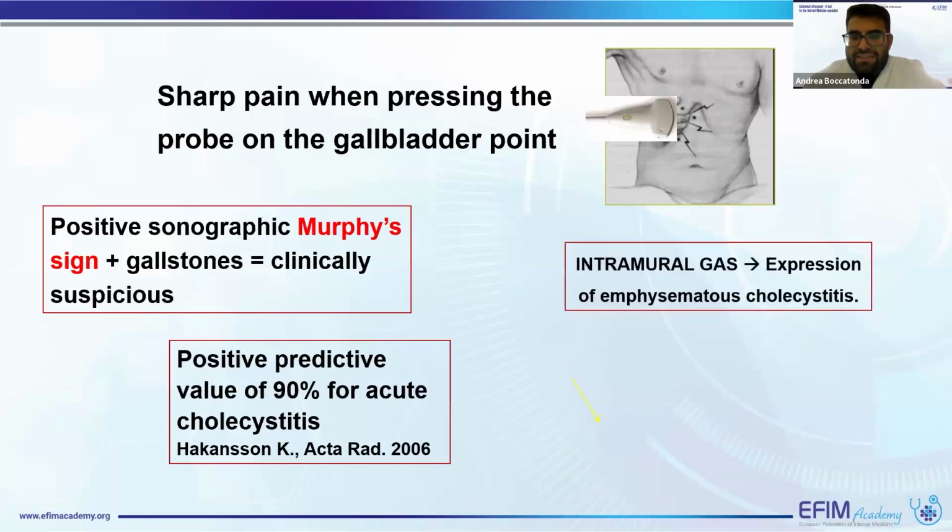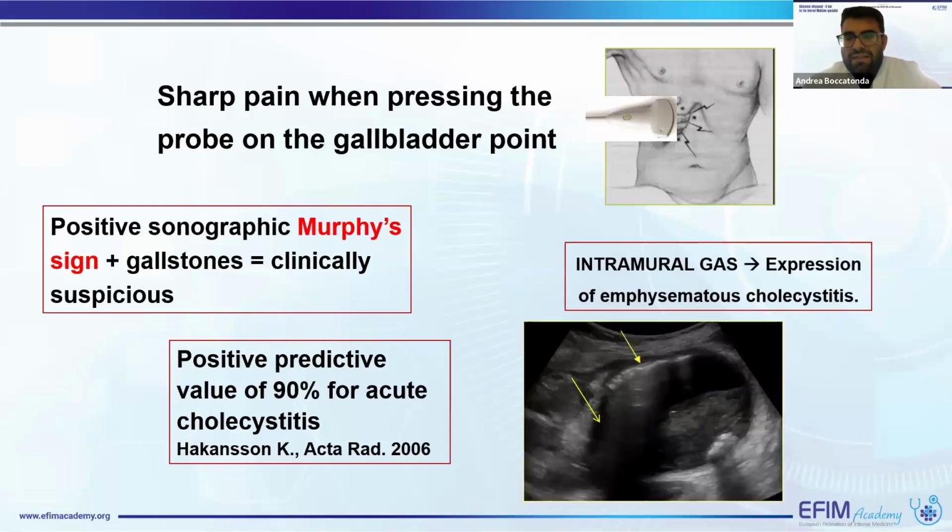Another specific situation is the detection of air artifacts inside the wall of the gallbladder, and it is a sign of a specific complication of the disease called emphysematous cholecystitis.